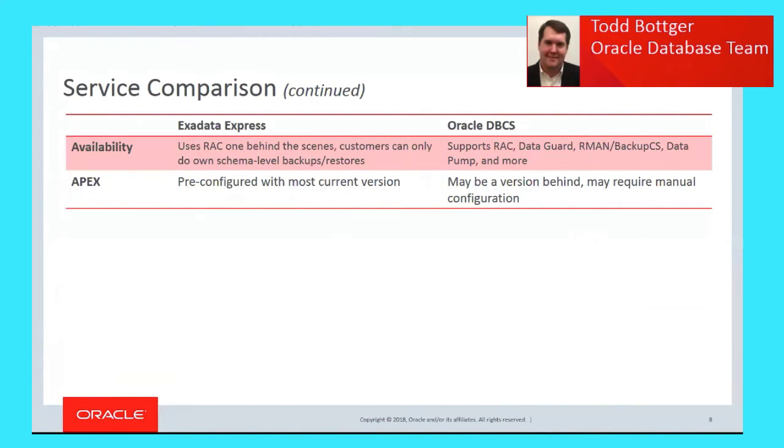In DBCS, you're getting a gold image in your VM or on your bare metal machine. And in that, you have the ability to stand up Apex. The Apex may not be the most recent version. It may be a version behind, and it may require a bit of manual configuration. If you're an Apex user and you've configured Apex on-prem or in your own VM, it's fairly straightforward. It's not too difficult to stand it up and configure it. But you might need to do a little bit of that work in DBCS land. It might require a little bit of manual effort.